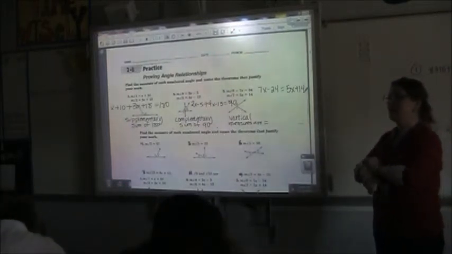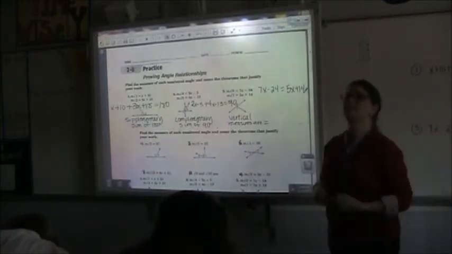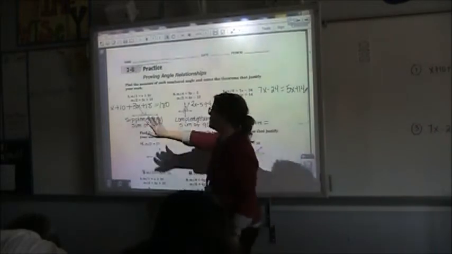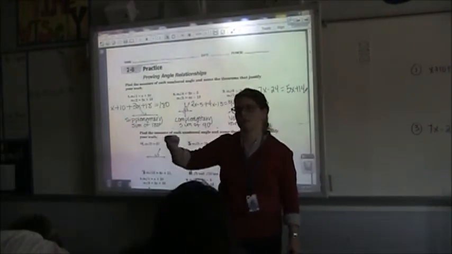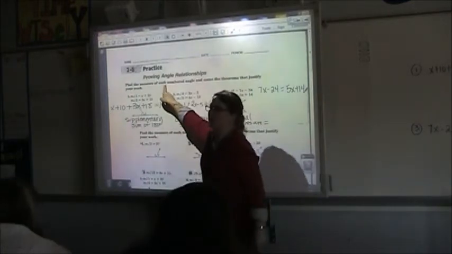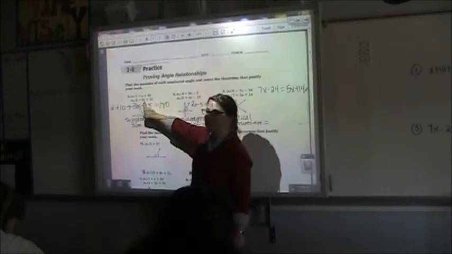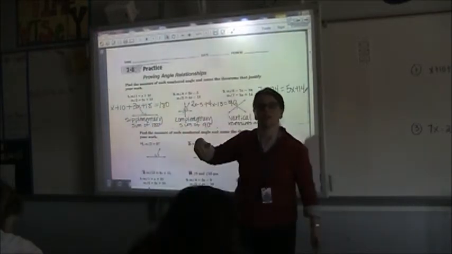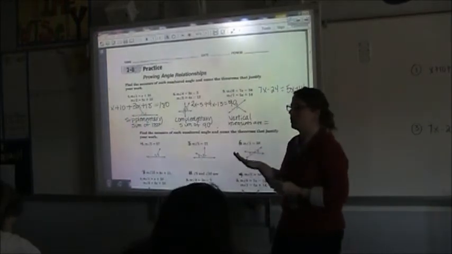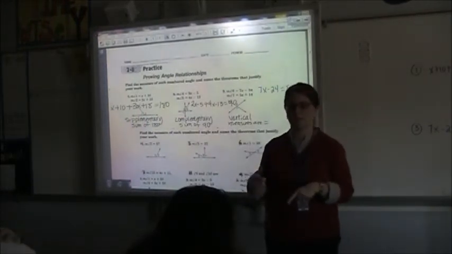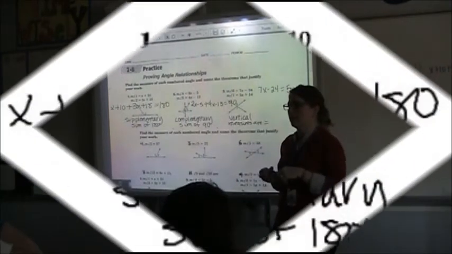Now, did I solve anything? No. So am I done? No. What I have to do is I have to solve the equation. That'll give me what x equals. And what they want is the measure of the angle. So once I find out what x equals, I substitute it into each expression and find the measure of the angle. So that's what you're going to do now. I'm going to give you about 5 minutes to work on it on your own. I'll come around and ask questions, and then I'll take volunteers to work it out up on the board, and we'll go from there.